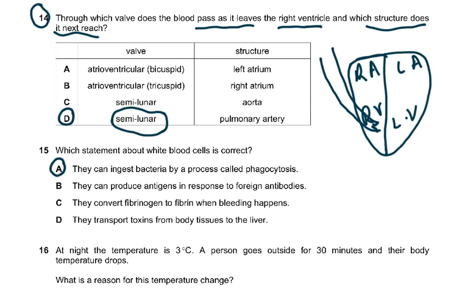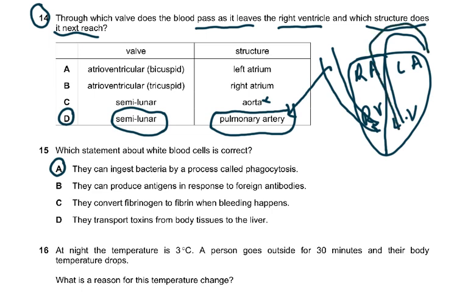And then it says, and which structure does it next reach? The next structure is what is arising from it. This arising from it is the pulmonary artery. So the pulmonary artery arises from the right ventricle. So semilunar valves, and it doesn't go to the aorta, that was wrong, because the aorta arises from the left ventricle. This is the aorta arising from the left ventricle. So what we had to understand is that only if you know the correct structure of the heart could you have done this question.